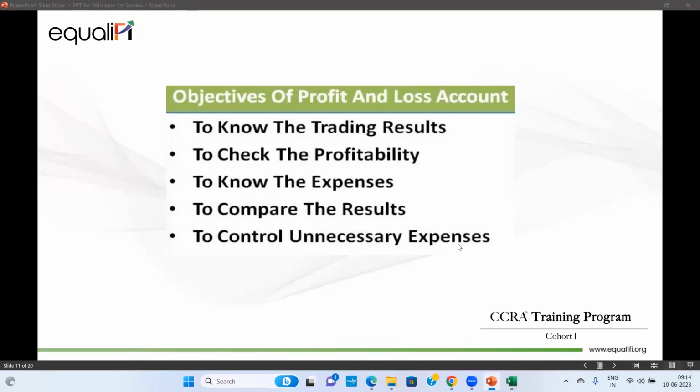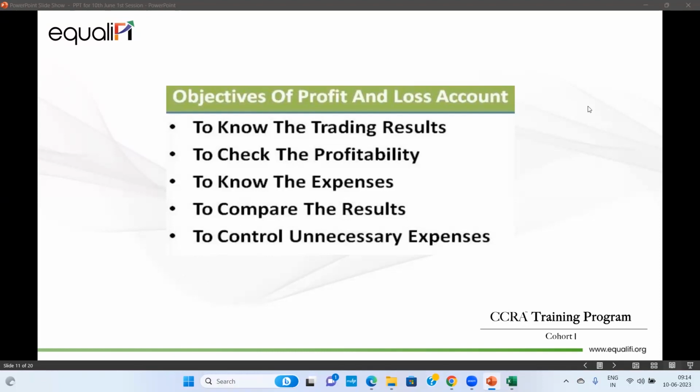Sale price versus cost price, one thing. Second thing, if we refer to the trading account, I need to understand what my operating margin is. Next is to check the overall profitability. When I talk about overall profitability, that means my entire sales net of all the expenses, including my admin expenses, my finance cost, my tax, everything.